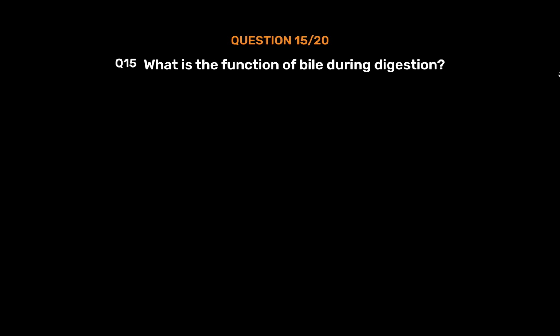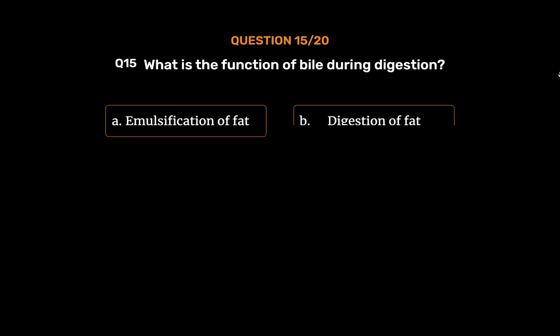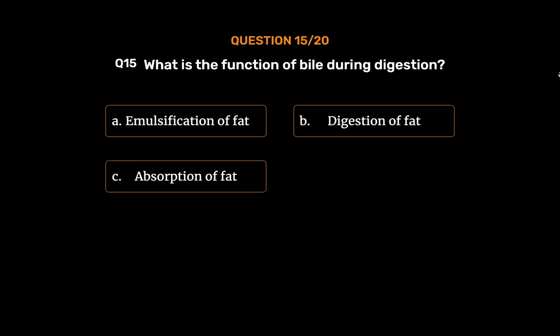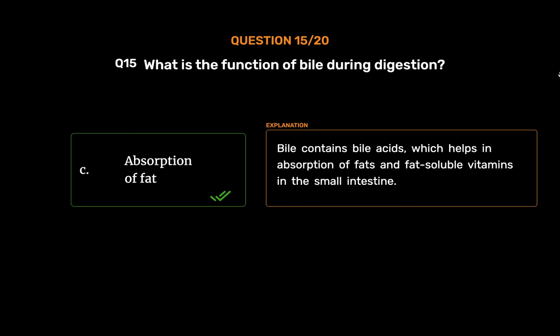Question number 15. What is the function of bile during digestion? Option A. Emulsification of fat. Option B. Digestion of fat. Option C. Absorption of fat. Option D. Assimilation of fat. The correct answer is option C. Absorption of fat. Bile contains bile acids, which help in absorption of fats and fat-soluble vitamins in the small intestine.